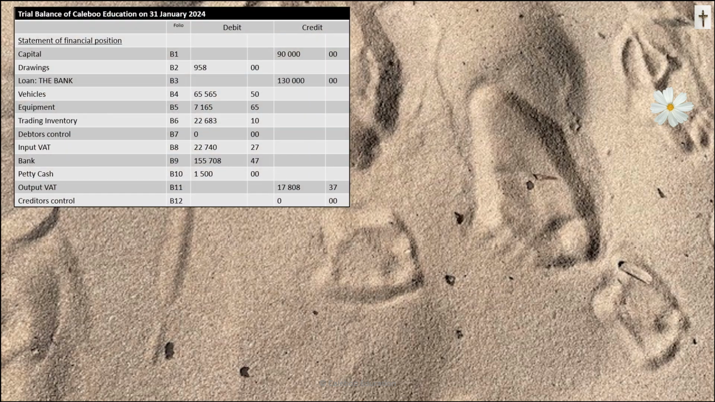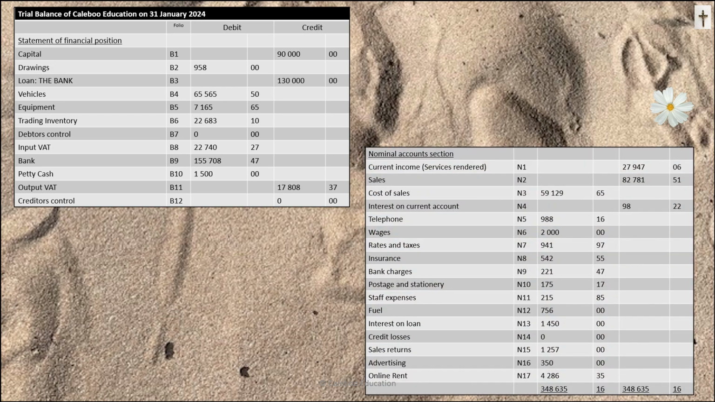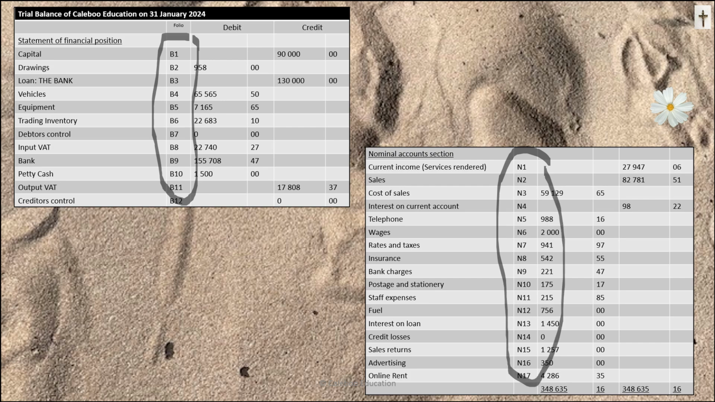I've included, as I have in all the journal lessons, before we post to the general ledger, an extract from the trial balance. The reason I'm showing this to you is I want to point out these Folio references. For example, if we look at trading inventory, it has a Folio B6.